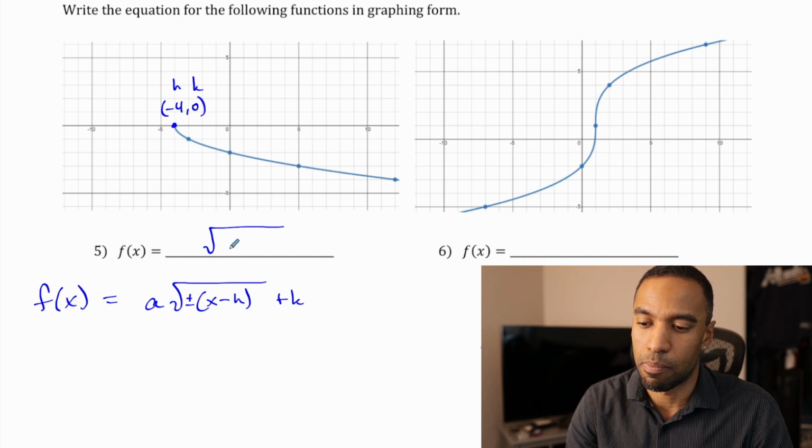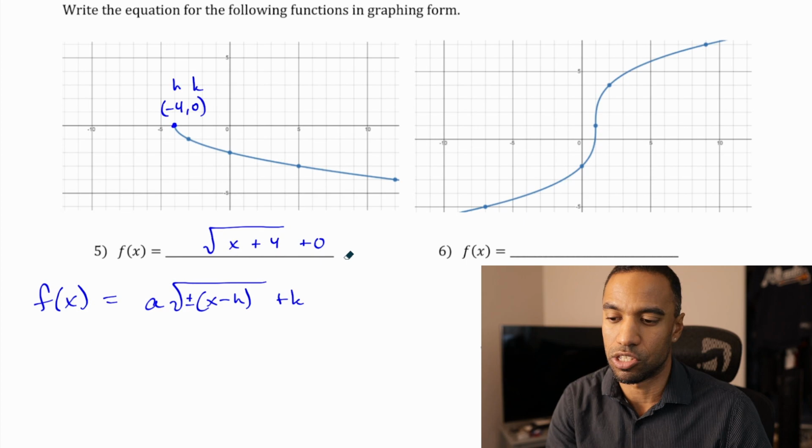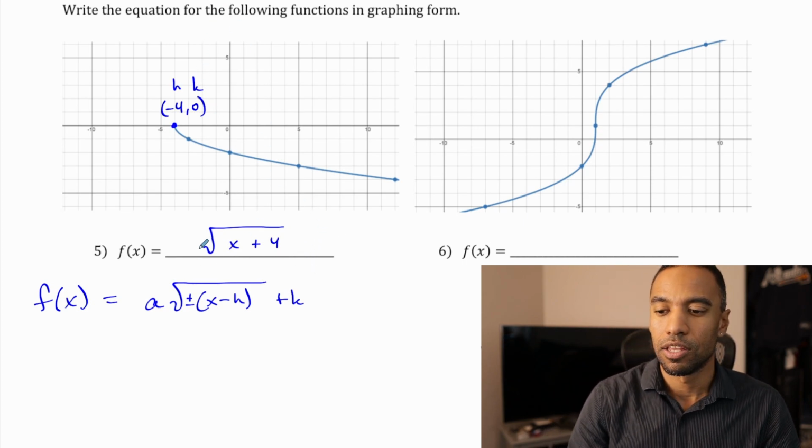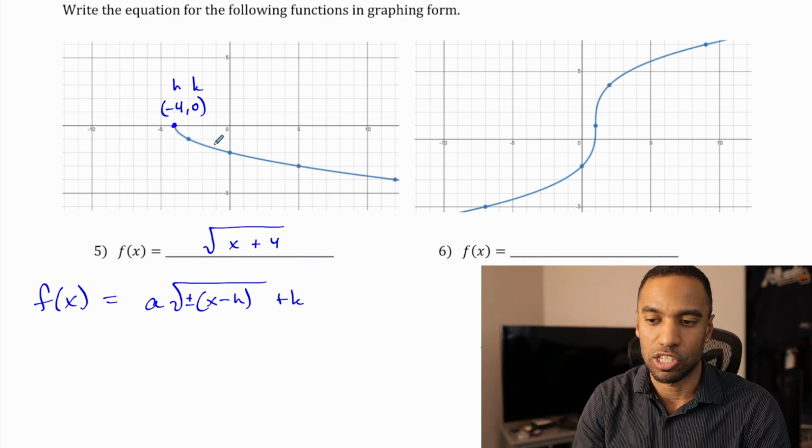So it's the square root of x minus h, plus k. So the plus 0 means that 0 is actually also kind of just gone. We're not done, though, yet. We need to figure out a, that stretch factor.